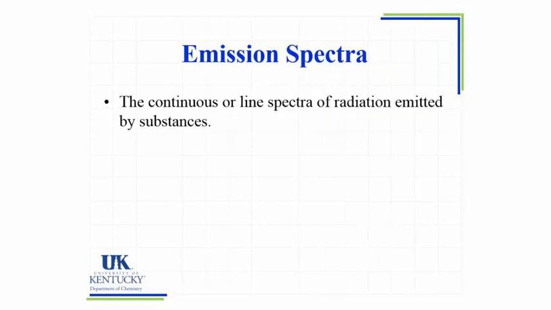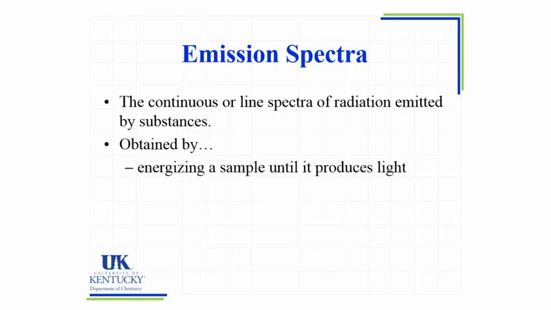So what is an emission spectrum? This is a continuous or a line spectra of radiation emitted by a substance. Continuous would be like a rainbow, seeing all the various colors laid out. A line spectrum just gives you individual lines at various wavelengths. Now the way you obtain this emission spectra is to energize a sample until it produces light. So you might heat it, you might pass electrical current through it, but eventually it will glow, it'll produce light.